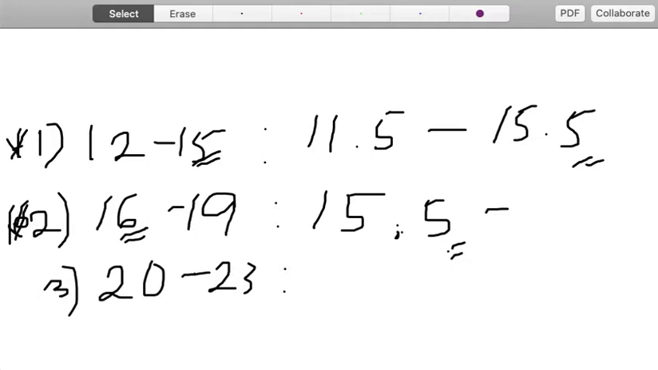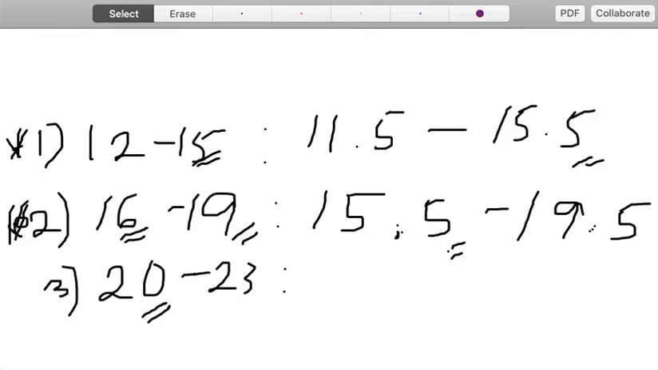Okay, let's continue. Now, what about its upper class limit? We're looking for the upper class boundary. So we will consider the upper class limit of this interval and the lower class limit of the next class interval. In this case, we will get the value which is halfway between 19 and 20, and that will be equivalent to 19.5. We will do the same up until we come up with the class boundaries until the sixth class interval.